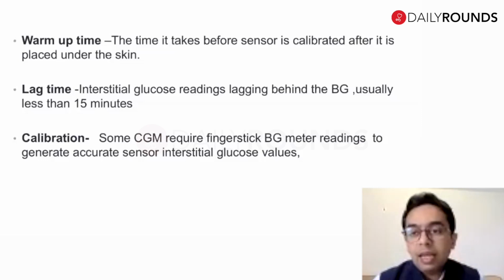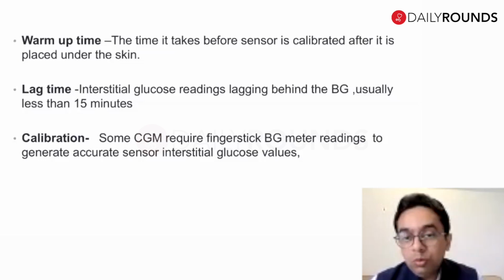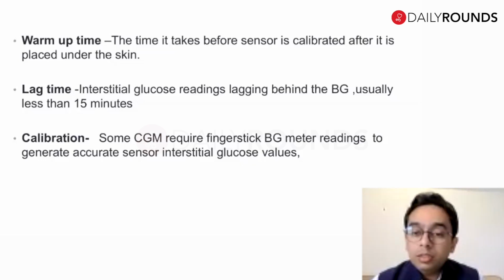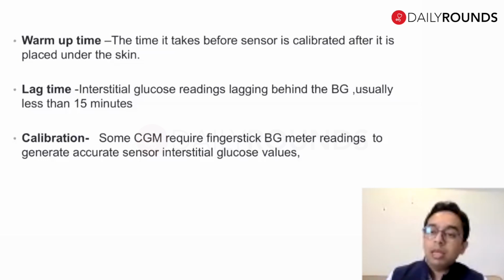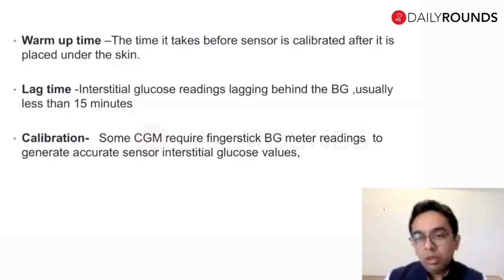Then lag time, this is also really important. Lag time, as I've already told you: what you are monitoring is not blood sugar, what you're monitoring is an interstitial glucose reading. So there is some time taken for this equilibrium to happen. Let's say the patient's blood sugar is changing too rapidly, then lag time will increase.